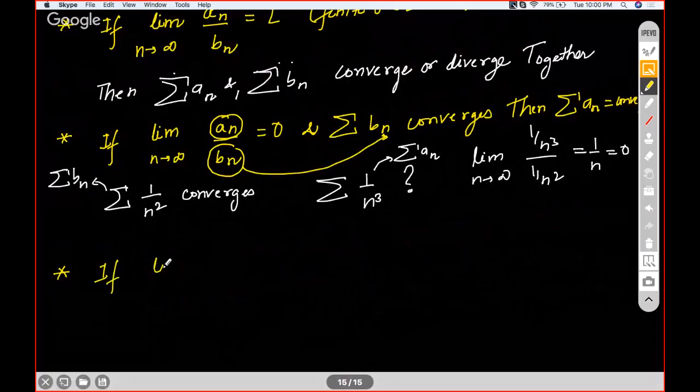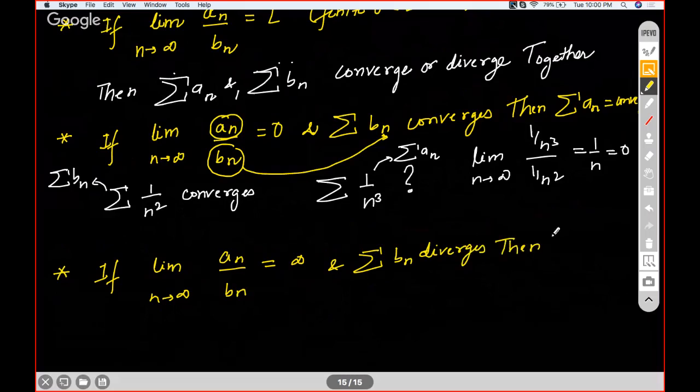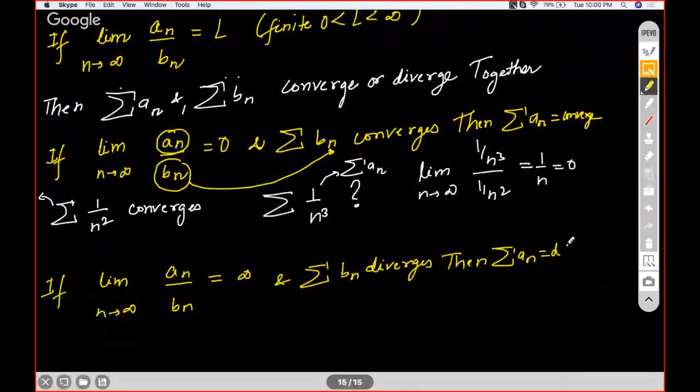If limit n tending to infinity, an by bn is infinity, and it is known that bn diverges, then an will also diverge.